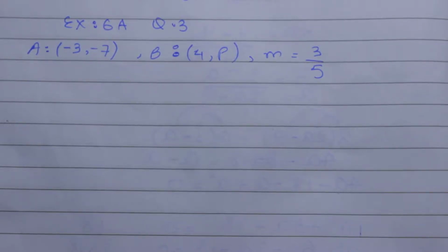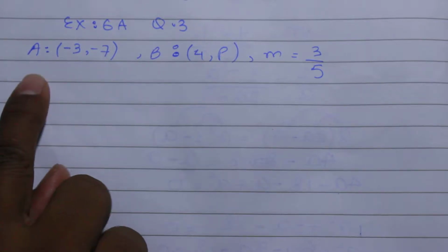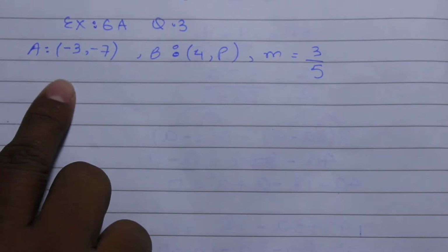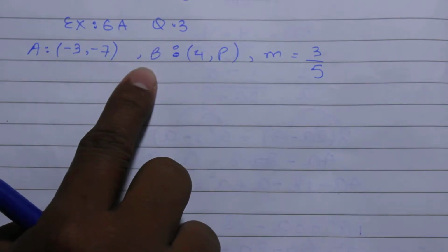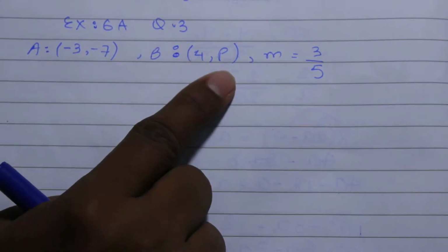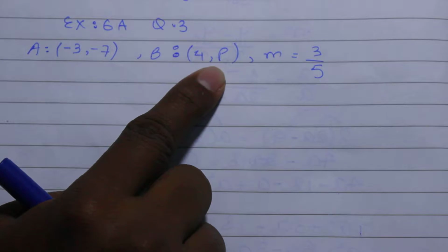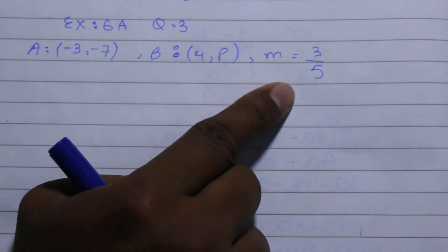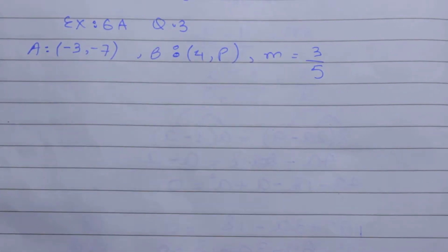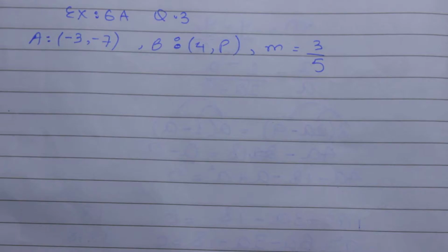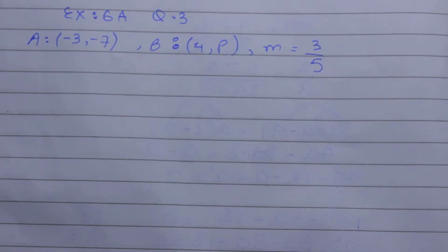Now we have exercise 6a, question number 3. In this we are given point A having two coordinates, -3 and -7, x coordinate and y coordinate, and point B, whose x coordinate is 4 and y coordinate is not given. They have replaced the y coordinate with the alphabet P, and they have given the slope of the line through these 2 points as 3 upon 5. So we do not need to be so worried about this question.